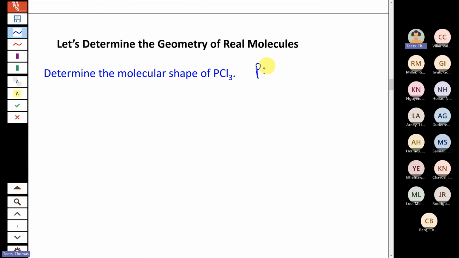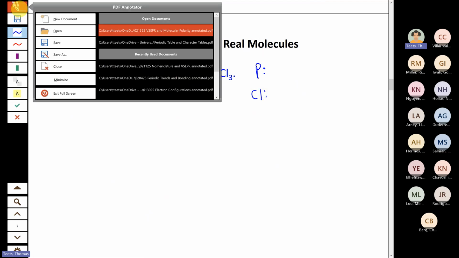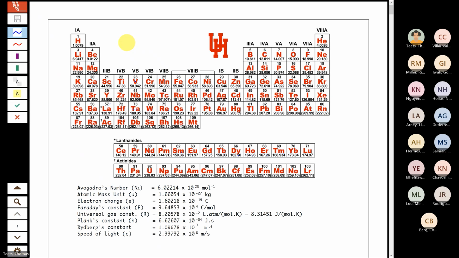So we have phosphorus and chlorine in this molecule. We have to first count up the number of valence electrons that we have available, and that's going to come from the periodic table. So we have PCl3. Phosphorus is in group 5A, so that's going to bring 5 valence electrons, 2 in the s and 3 in the p. And then chlorine is in group 7, 2 over from that, so each chlorine is going to bring 7 valence electrons.